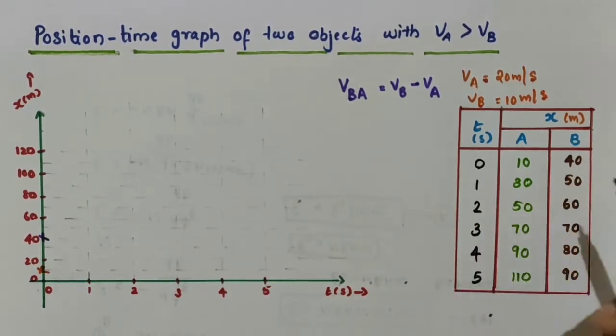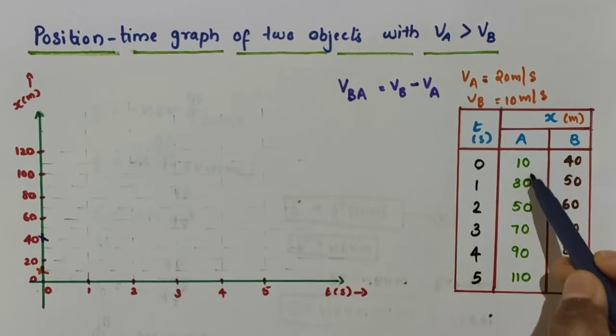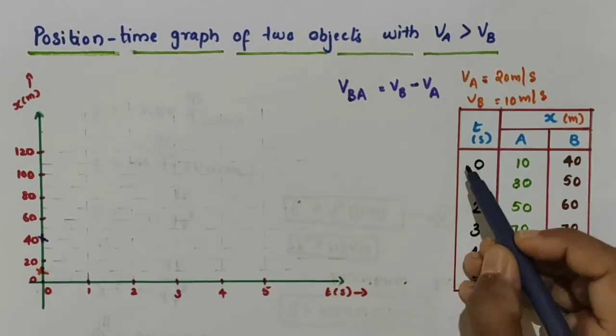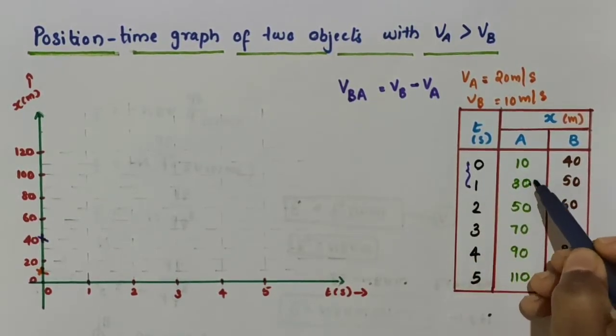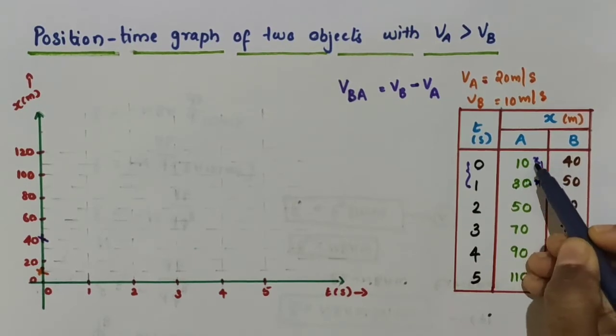So here you see, what will be the average velocity of A? If I am taking this interval of time, then this will be x2, and this will be the initial position x1.